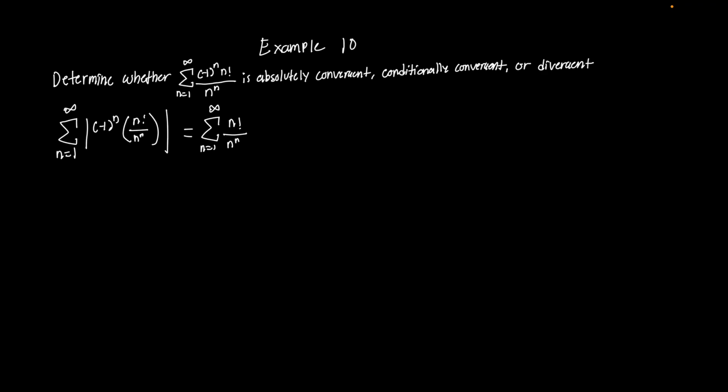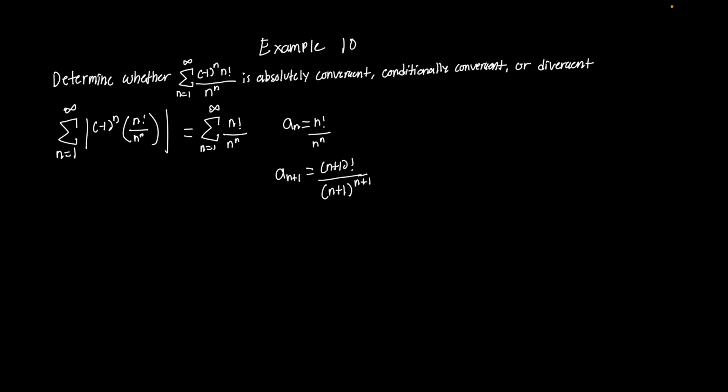So let's get our two terms. We know our a sub n is going to be equal to n factorial over n to the n, and then we need a sub n plus 1, which is going to be equal to n plus 1 factorial over n plus 1 to the power of n plus 1. Interesting.